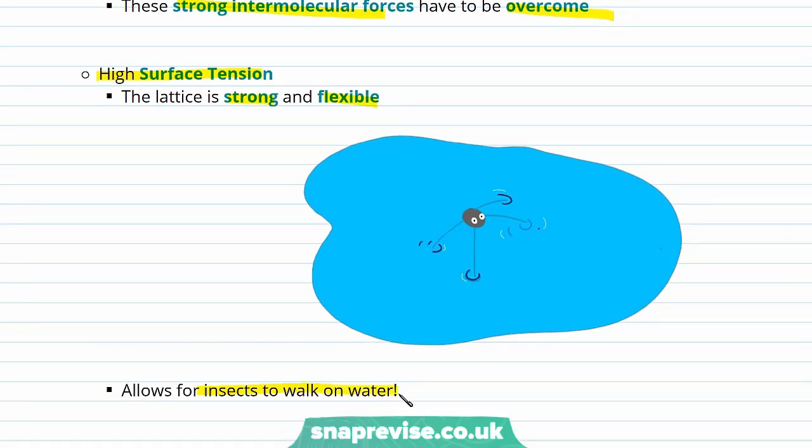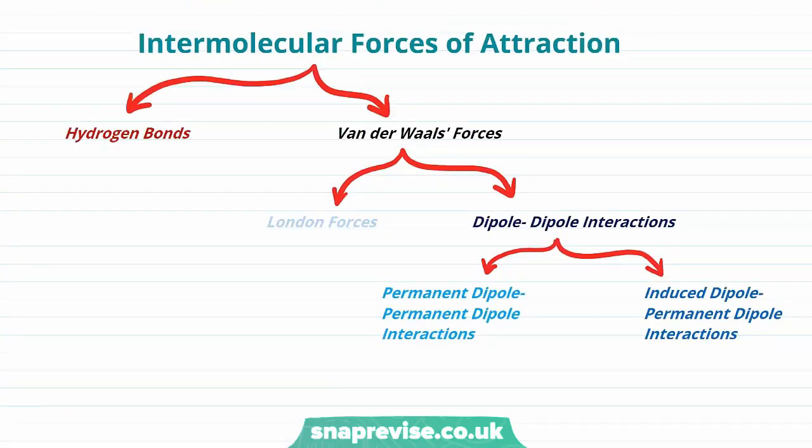So now we've covered all three types of intermolecular forces of attraction. Let's just quickly recap. We have our hydrogen bonds that occur between an electron-deficient hydrogen and the lone pair of electrons on an electronegative element. We have our van der Waals forces of attraction, which encompass both London forces, which occur between an induced dipole and an induced dipole, and dipole-dipole interactions, which encompasses both permanent dipole interactions and induced dipole, permanent dipole interactions. So now we recap the different types of intermolecular forces.